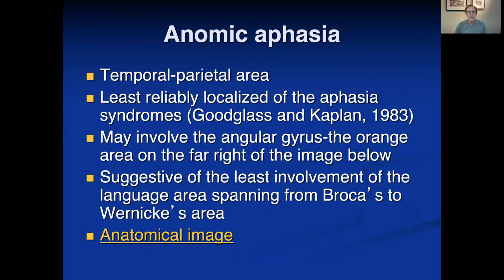anomic. And in anomic aphasia, first of all, the lesion is going to be small. It is the least reliably localized of the aphasia syndromes, according to research by Goodglass and Kaplan, who are very involved in localizationist type research. It is in the temporal parietal region. Typically, it wouldn't be in the frontal region, where you might get some more disfluency and apractic type of characteristics. It may involve the angular gyrus, and that is the orange area in the image.